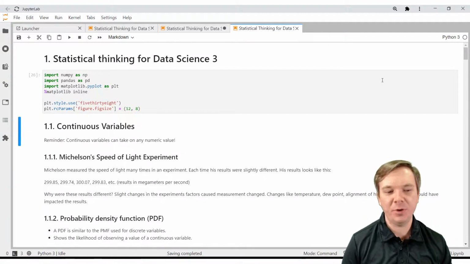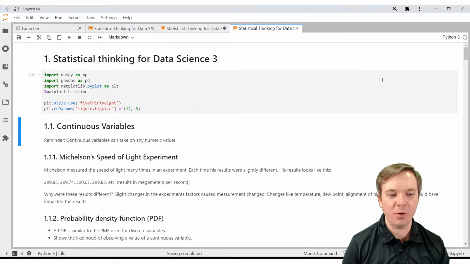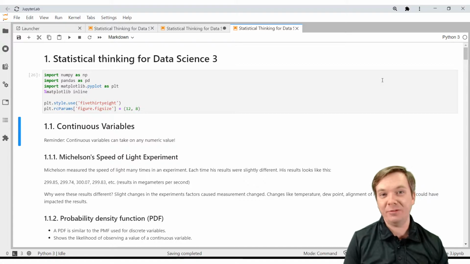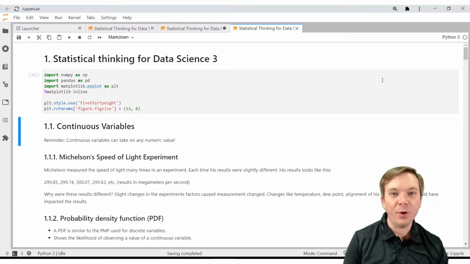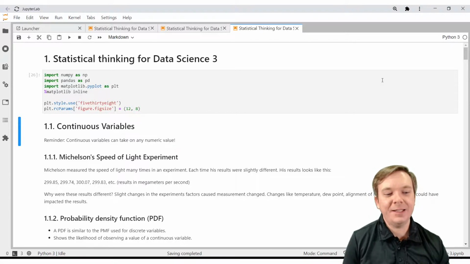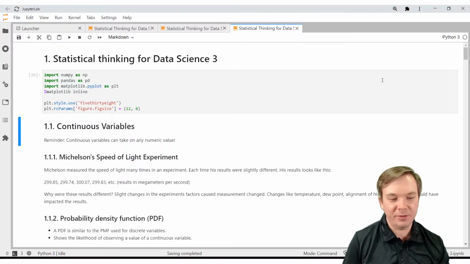Okay, in this last notebook for statistical thinking, we're going to go over continuous variables. A continuous variable is not discrete. In the last one, we basically went over discrete variables. It's either like yes or no, or something like that. A continuous variable is just any number, okay?